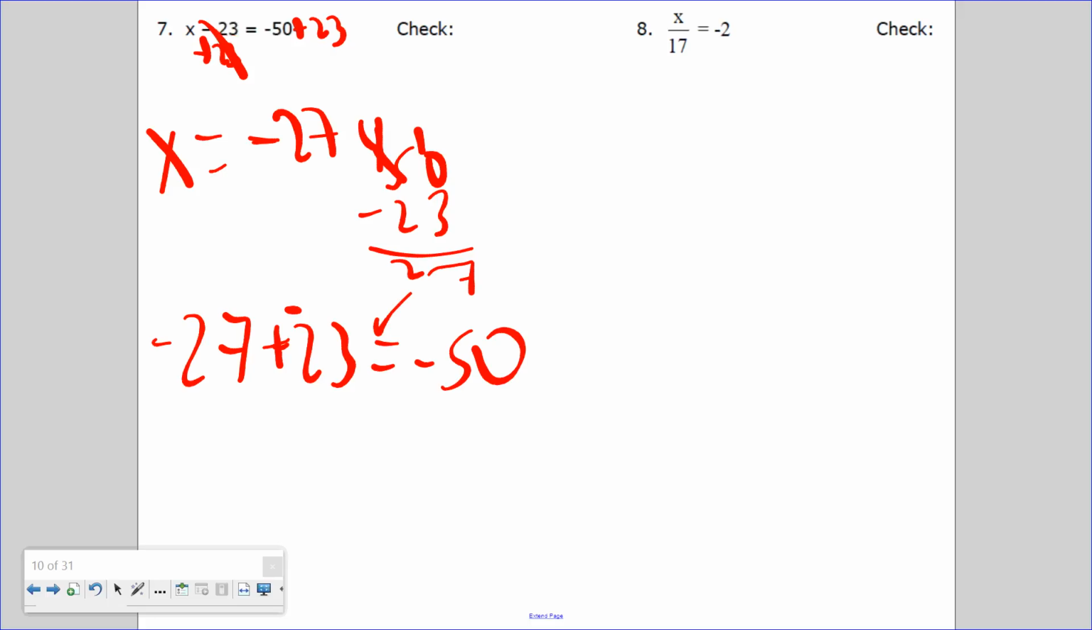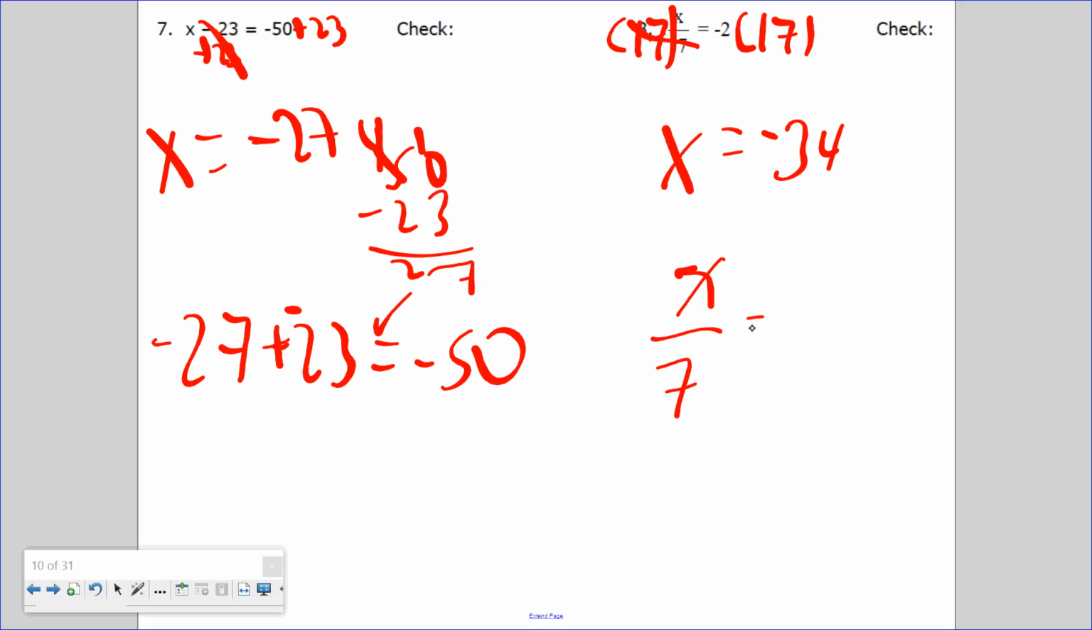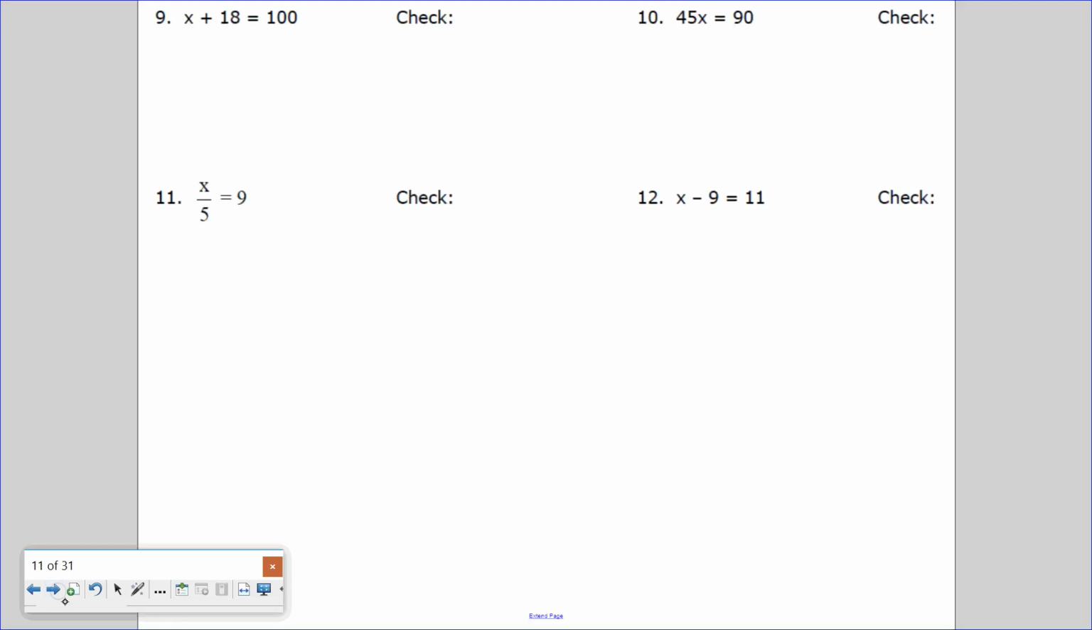And number 8, x divided by 17 equals negative 2. So I need to isolate the variable x. I do the inverse operation. Divide 17 is multiply 17. Multiply 17 cancels out. 2 times 17 is 34. So x equals negative 34. Again, let's see if this is correct. I substitute the x with negative 34. Negative 34 divided into 17 groups will be negative 2. Check mark.